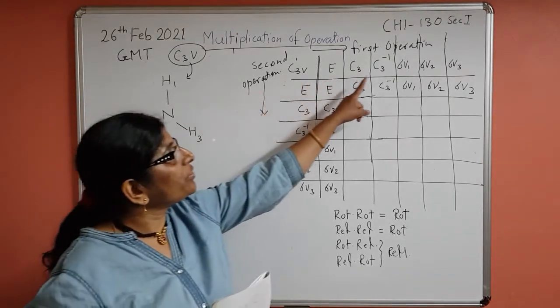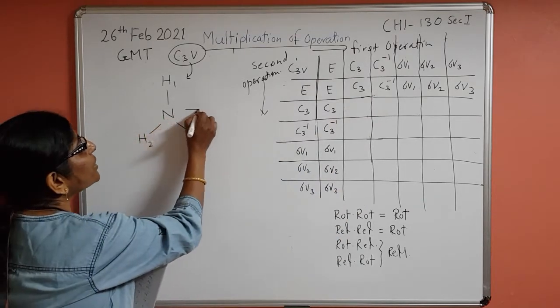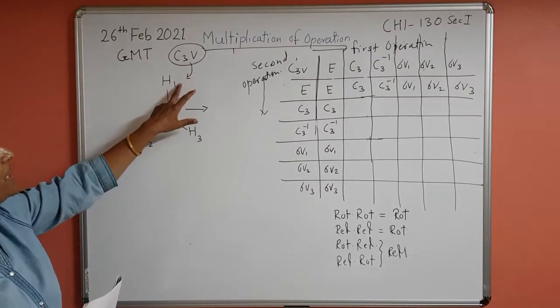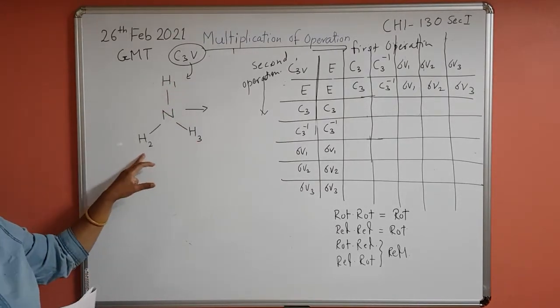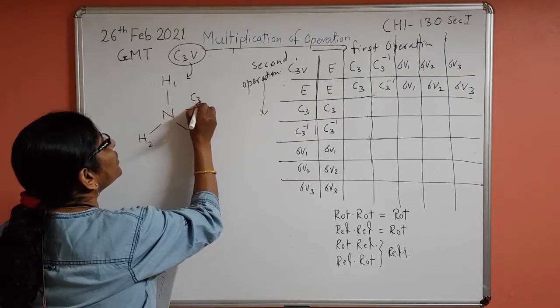All these operations we are going to perform, all 6 operations. So all of you know, when I perform the identity operation, I'm not going to write it over here, because H1 will be at its position, H3 will be at its position, H2 will be at its position. There is no change. So simply, directly I will go for the C3 operation first.